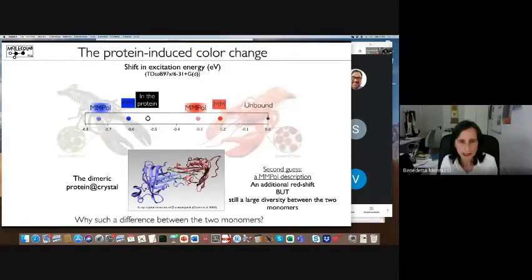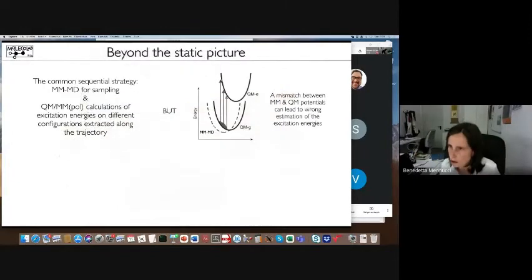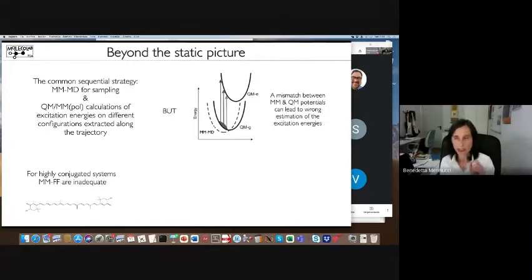So in order to understand, we said, well, maybe the problem is this crystal structure, and we need to go beyond that. So we need to introduce dynamics. We need to take into account the fluctuation in the protein structure. And as I said before, one strategy to do that is to do a full dynamics and to take different configurations. But here the problem is the chromophore. In this case, the chromophore is a carotenoid, so a very long conjugated system.